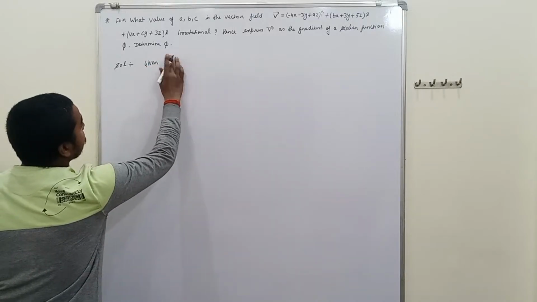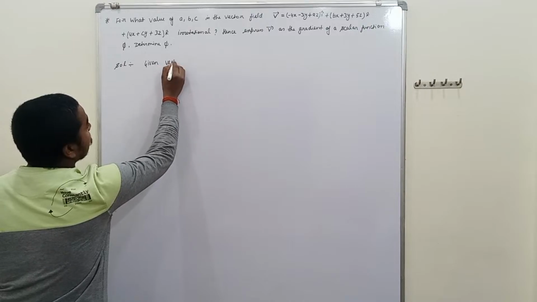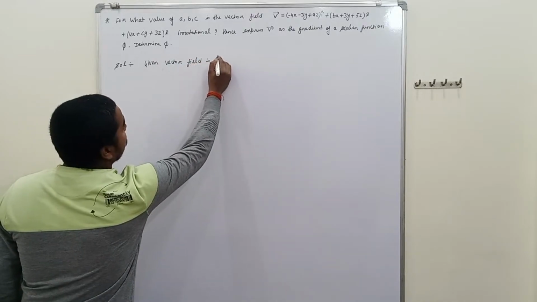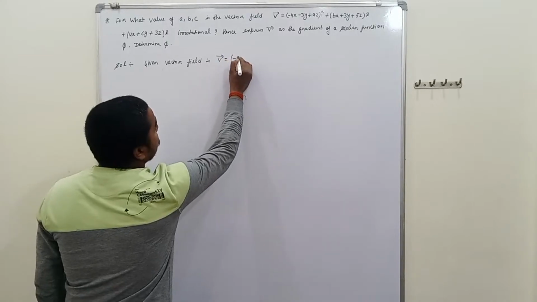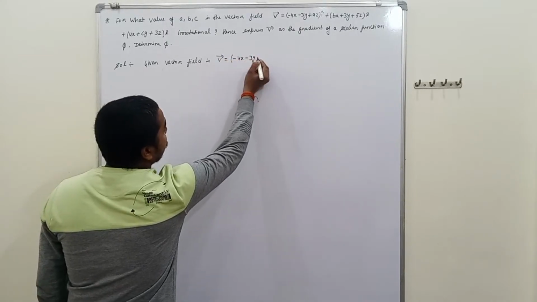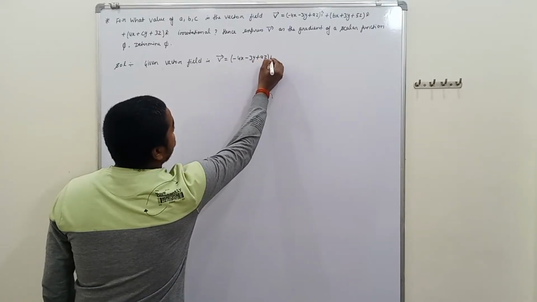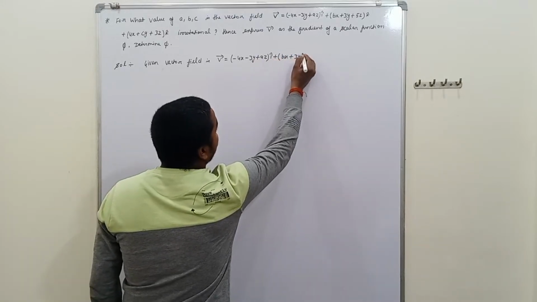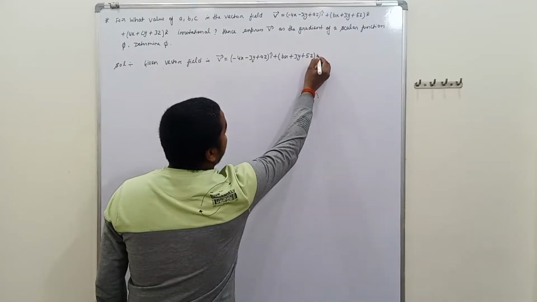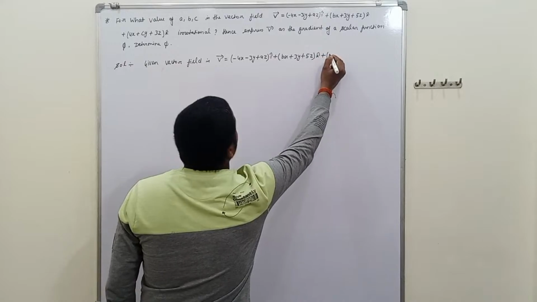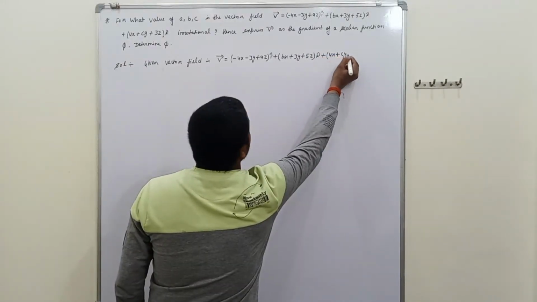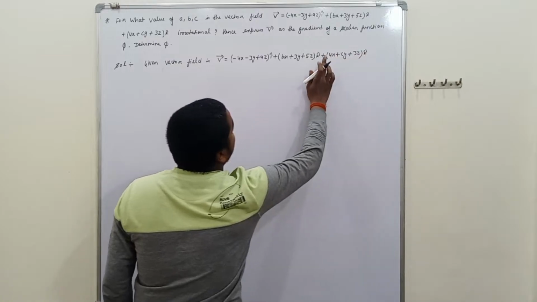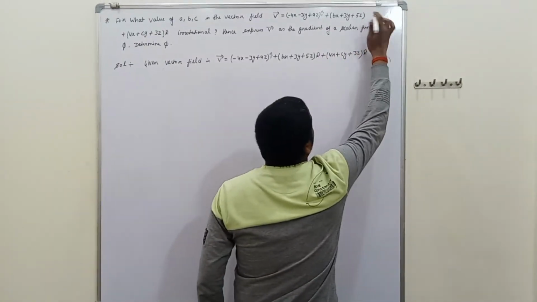The given vector field is V vector equal to (minus 4x minus 3y plus az) i cap, plus (bx plus 3y plus 5z) j cap, plus (4x plus cy plus 3z) k cap.